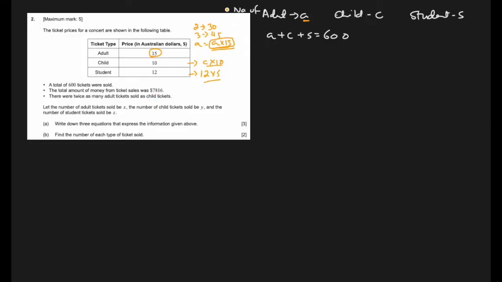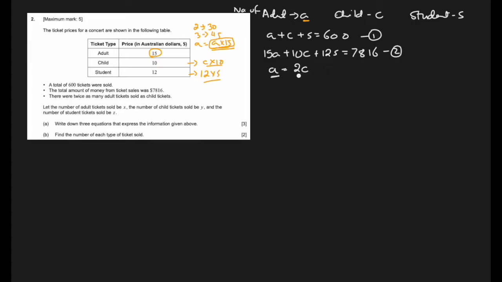So we'll make an equation based on this. This is equation number 1. Equation number 2 is going to be 15A from here plus 10C from here plus 12S equal to 7816, equation number 2. There were twice as many adult tickets sold as child tickets, which means A is 2 times C.